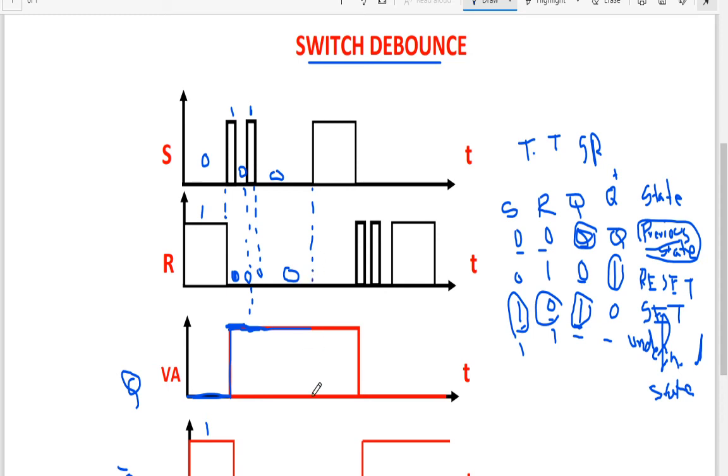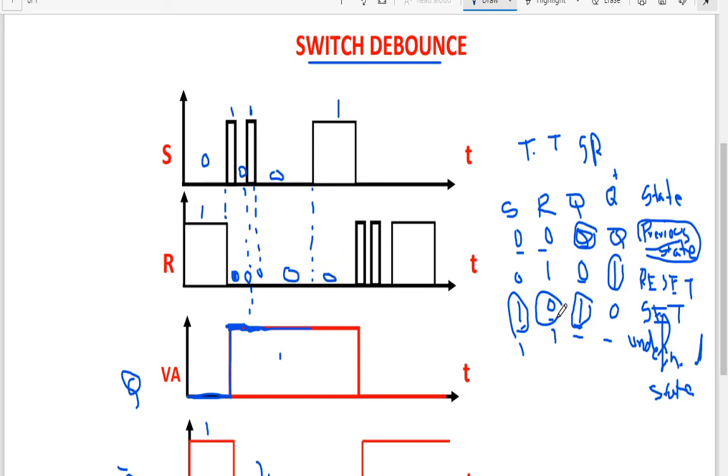So here in VB you can see that till Q is 1, Q bar is going to be 0 only. Q bar is going to remain in the 0 state because Q bar is the complement of Q. If Q is 1, Q bar will always be 0. Now at this particular point of time, S is 1 and R is 0.